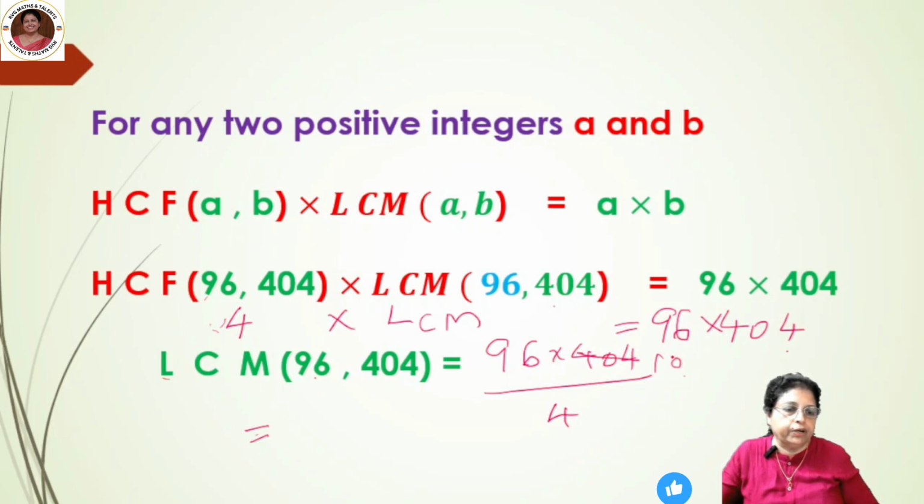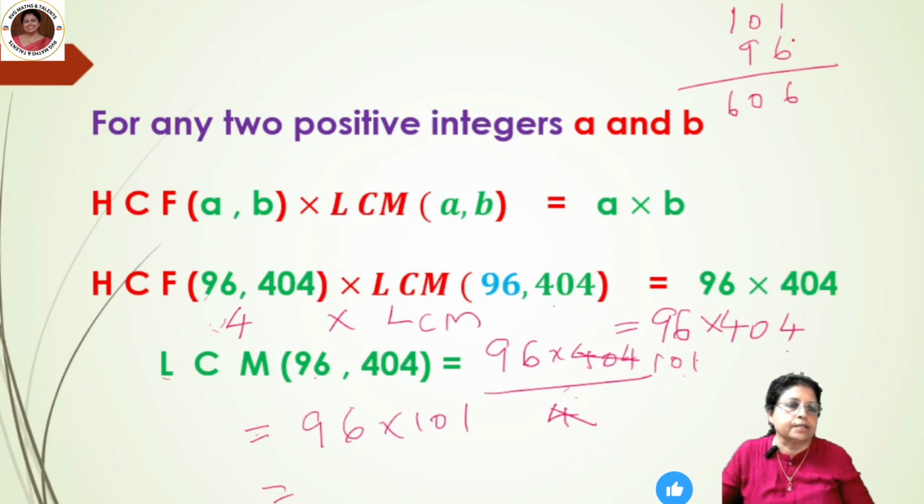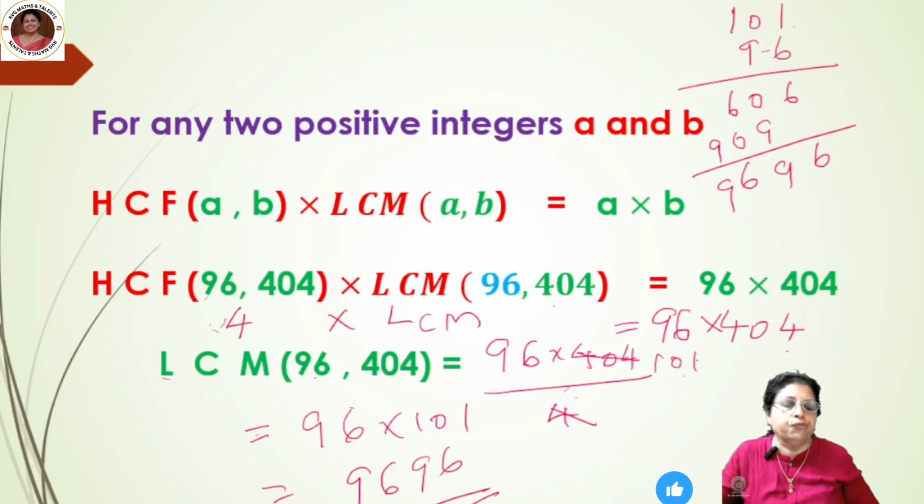404 divided by 4 is 101. Then you will get 96 times 101. That is equal to, just find out, 101 times 96. 6 times 1, 6. 6 zeros, 6. And 9 1s are 9. 9 0, 9 1s are 9. So this is 9696. So that is the LCM of 96 and 404. Have you understood?